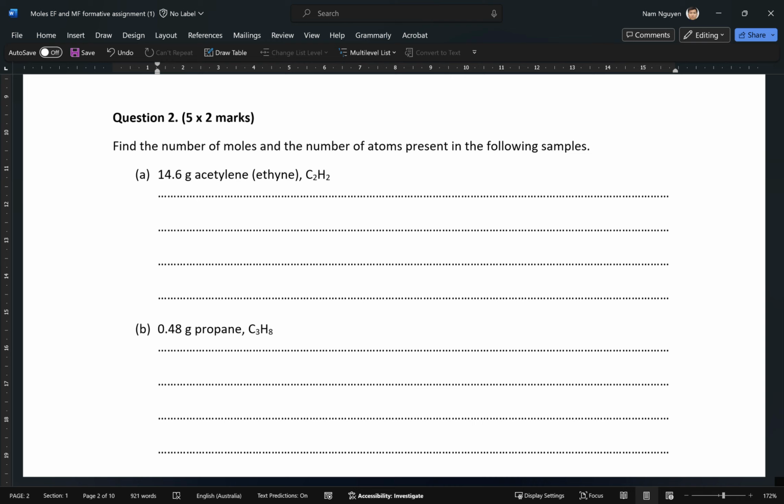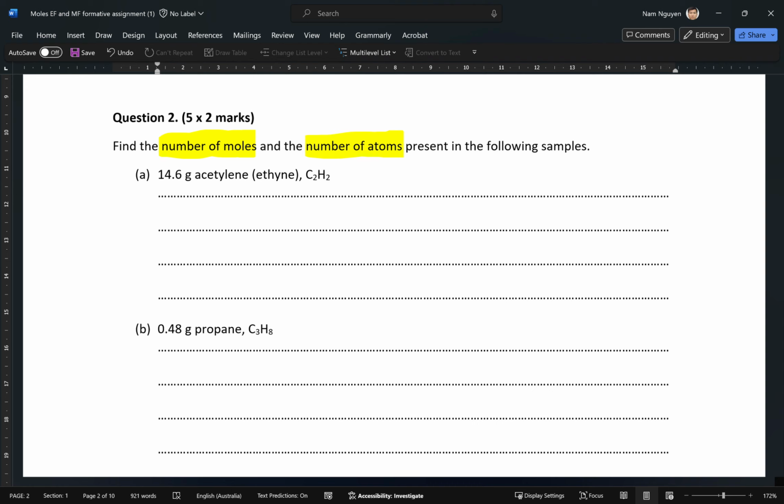Alright, we need to find out what to do, and every question is going to be different, so you're going to need to be able to determine what the question is trying to ask you. So we can see here that in question 2 we're either going... No, we're not either, we're doing both. We're finding the number of moles and we're finding the number of atoms in the samples.